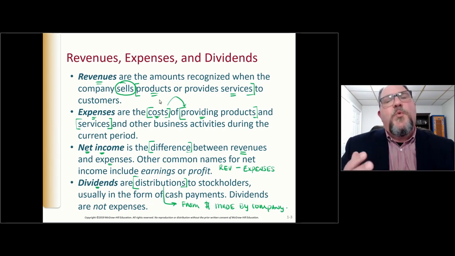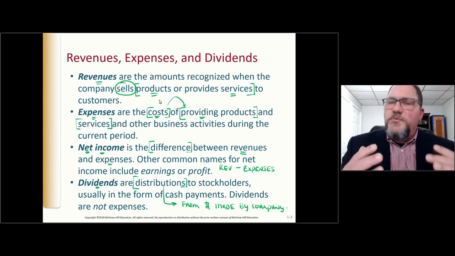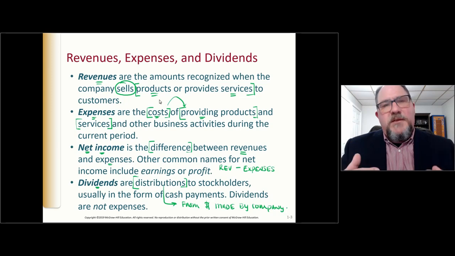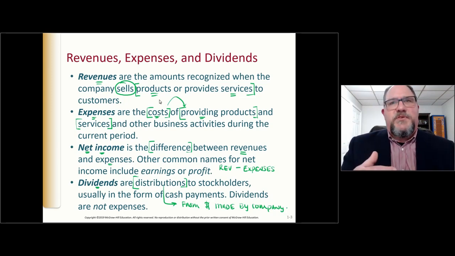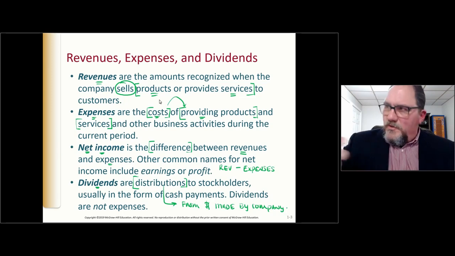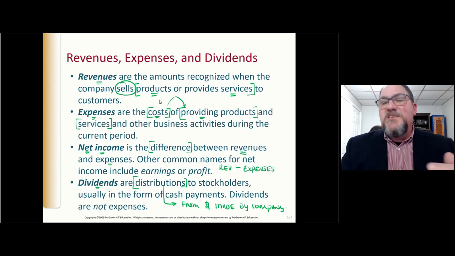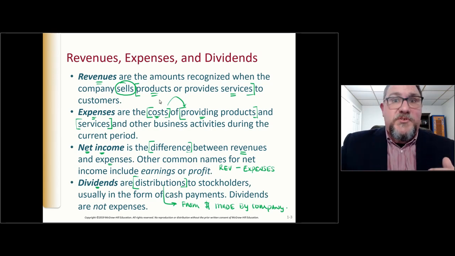Revenues. Revenues are just what they sound like. They're money that you get from either selling a product or service. You know, you walk into Walmart, you see all the things that they sell. This is when they sell those items, that's revenue to them. Okay. Now, expenses are the cost of either providing the goods or services.